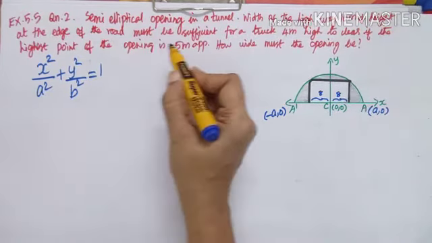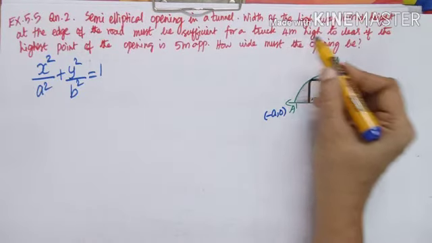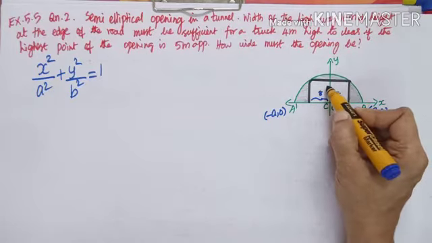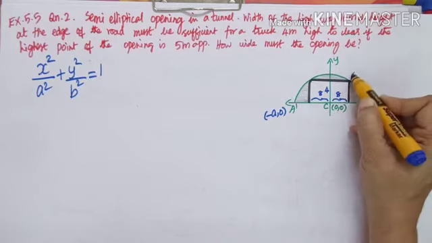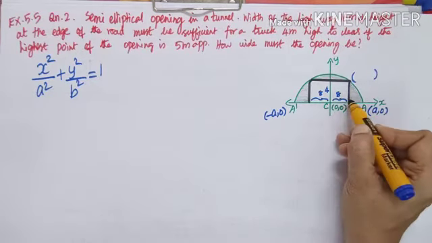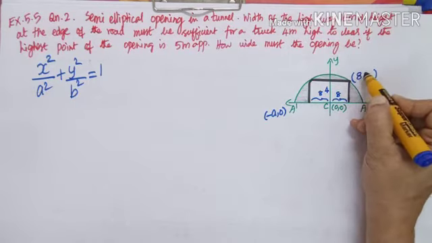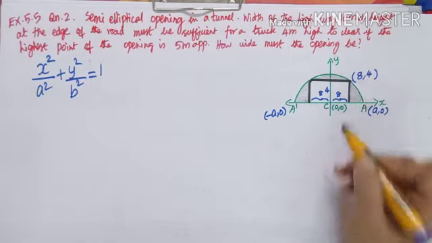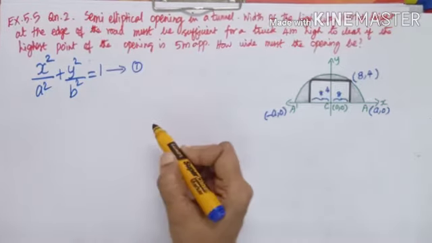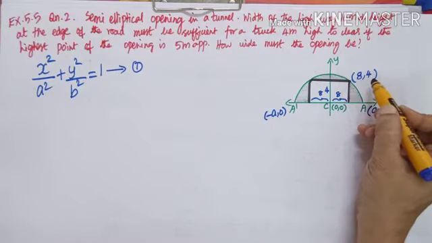The height of the edge of the road must be sufficient for a truck of 4 meters high. So this is a truck, let me say the height is 4. Immediately I can write the point of it: x value 8 and y value 4. So what is the point that I get? 8 comma 4. Whenever we write an equation, immediately we must try to plot a point on the curve.